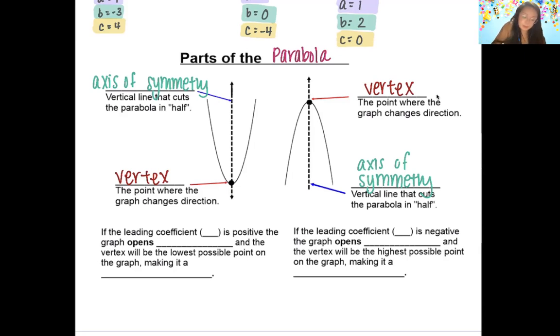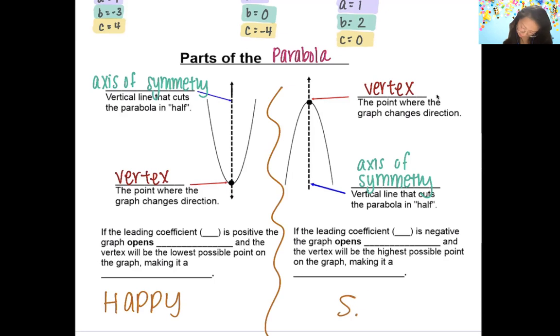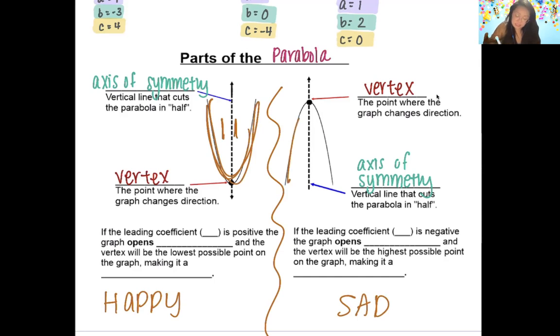Now, look at the happy one, right? So I'm going to look at this left side, and this is our happy parabola. And this is our sad parabola. Because this one makes a smile. So if you go like this, that's a smiley face. And then if you go like this, that's a sad face. Okay, so on our left side, we have a happy parabola, and we call this a positive parabola, and that is determined by the a value.